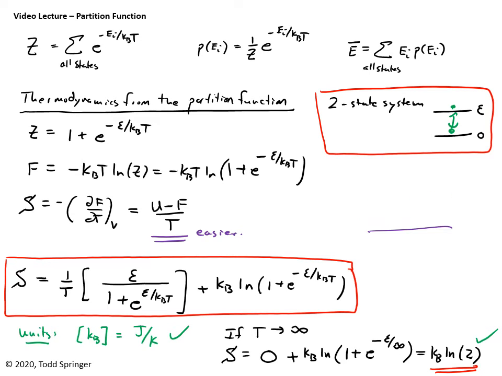So that's an example of how you calculate entropy, internal energy, free energy, all by knowing the partition function. So all I need to do is calculate this partition function and then do some calculus and algebra on it in order to get all of the thermodynamic quantities you want.